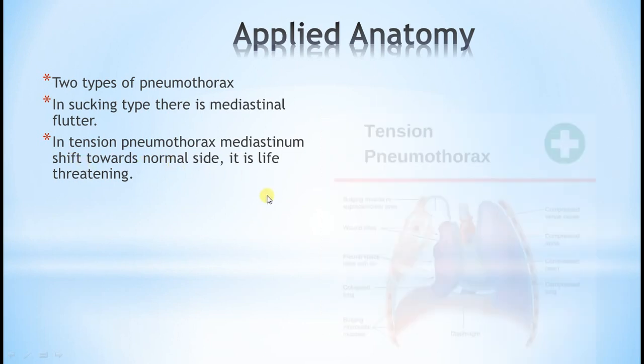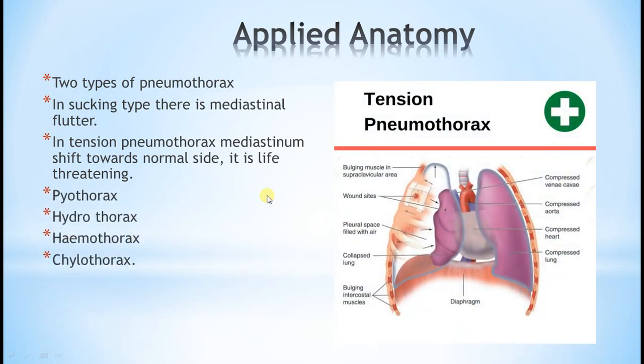The next type is called the tension pneumothorax. In the tension pneumothorax, the incised pleura acts like a valve. So when you inspire, the air gets sucked in, but when you expire, because it is acting like a valve, it won't allow the air outside. So every time you breathe, air is getting sucked in and enormous pressure is developed, and naturally you might go for suffocation. You won't be able to breathe, which is a medical emergency.